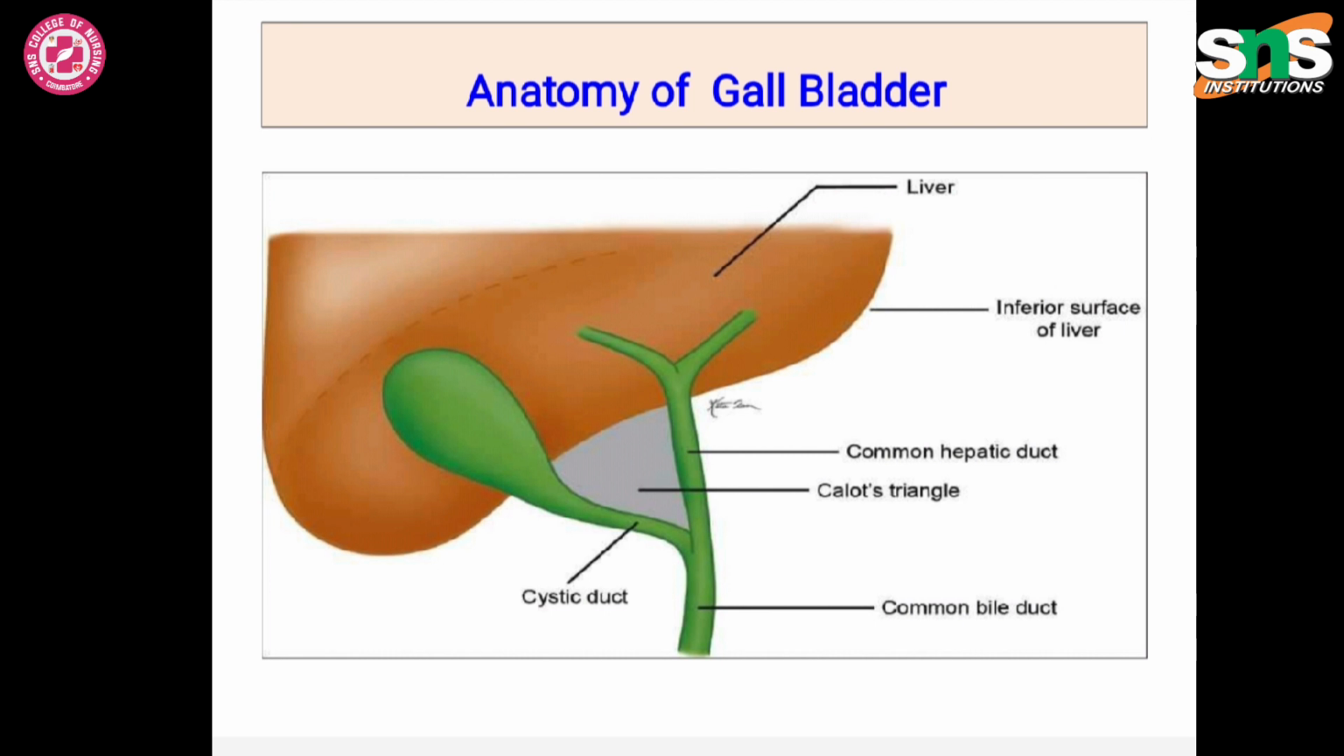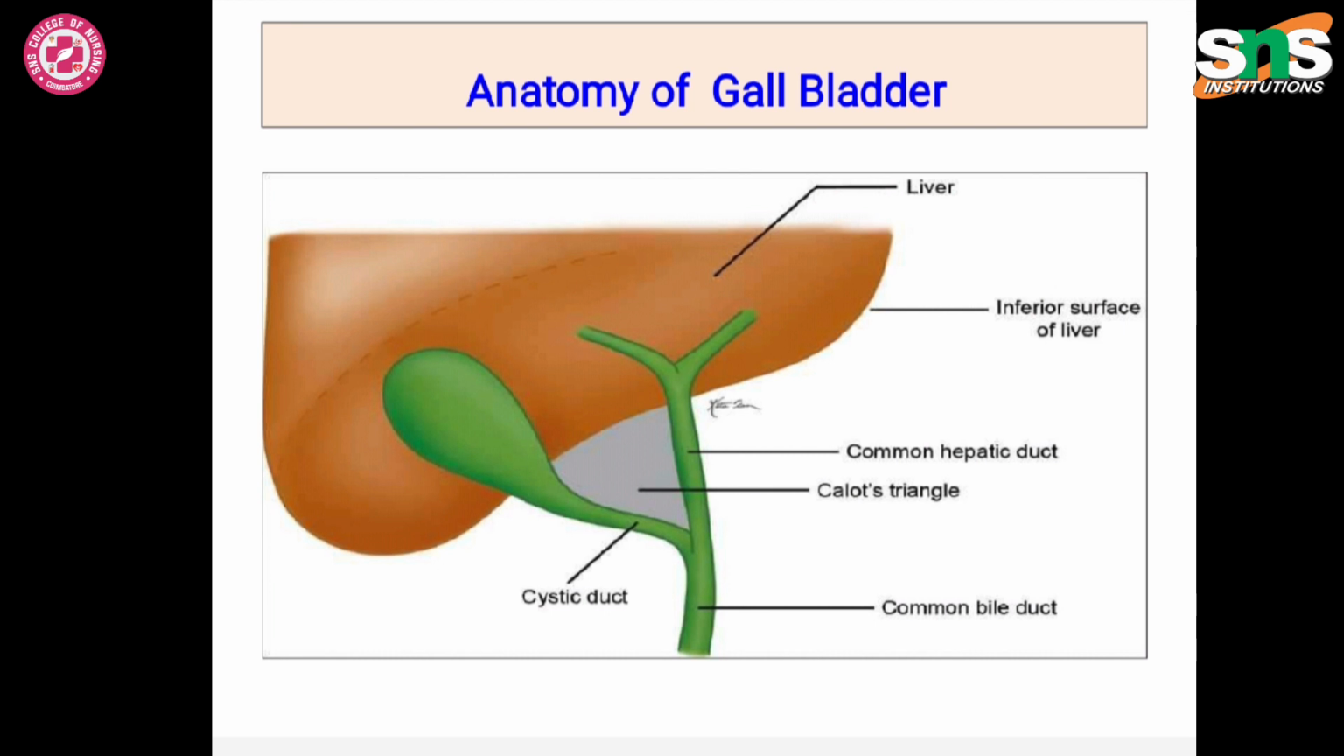So, ducts of the gallbladder: right and left hepatic ducts, originating from the liver. Common hepatic duct: the right and left hepatic ducts in union form the CHD. About 3 cm long, it receives the cystic duct and forms the CBD. The common bile duct, about 8 cm in length, has 4 parts: supraduodenal, retroduodenal, infraduodenal, and intraduodenal. It combines with the pancreatic duct to form the ampulla of Vater. So this is the diagrammatic representation.